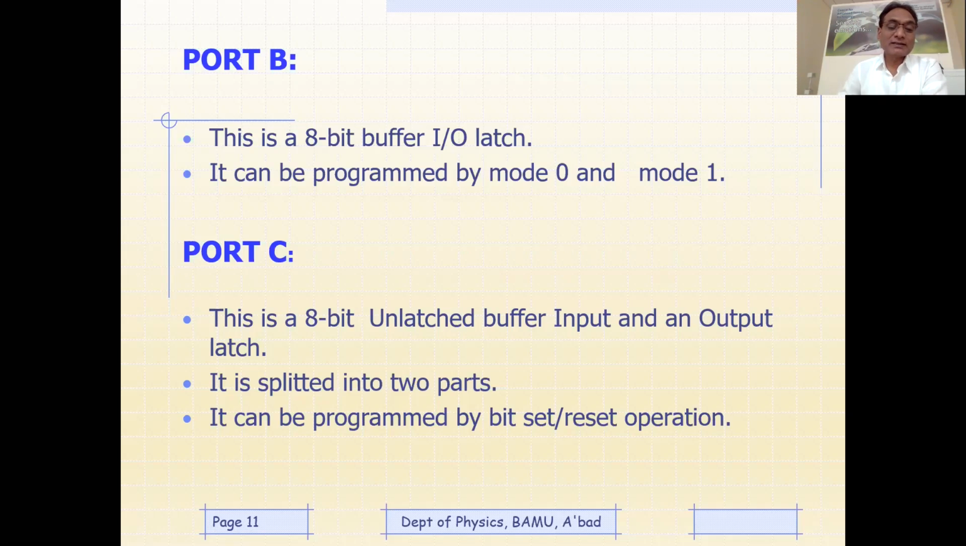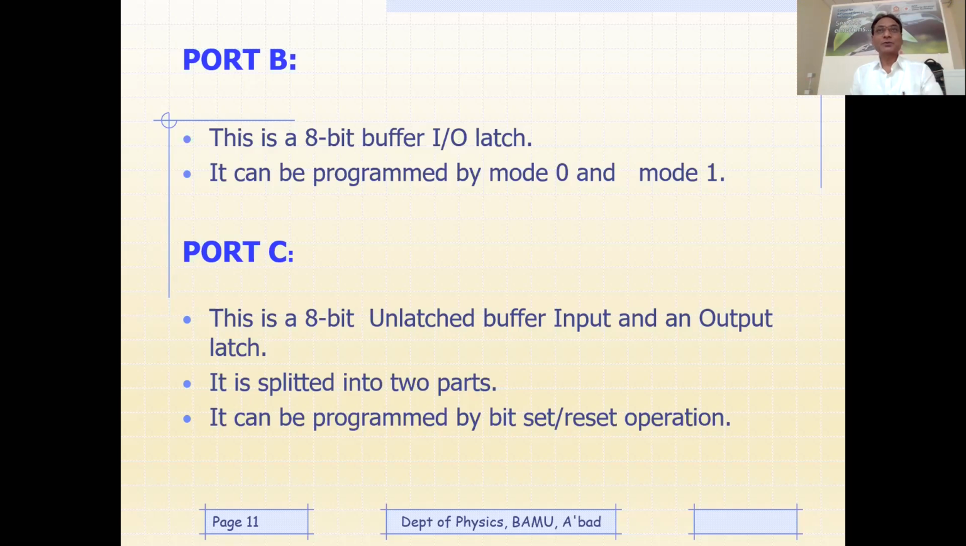Most importantly, port C can be programmed by bit set and reset operation, which means individual bits can be set and reset. I am going to tell you how. Whereas in the case of port A and port B, it is not possible. Either the entire 8 bits can be 0 or the entire 8 bits can be 1. Here, you cannot control an individual bit.